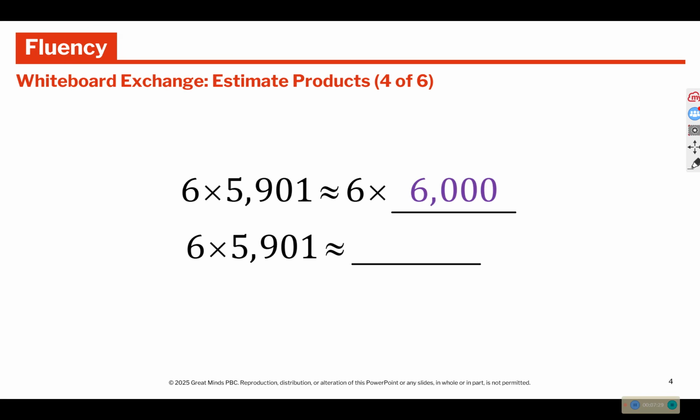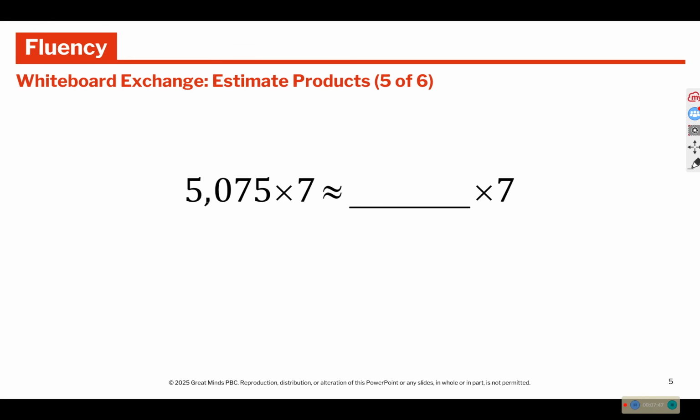6 times 6,000. 3, 2, 1. 6 times 6 is 36. So 6 times 6,000 is 36,000. You are going to round 5,075 to the nearest thousand. 3, 2, 1.